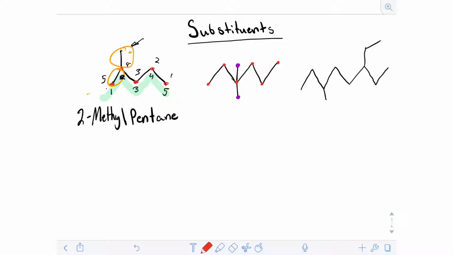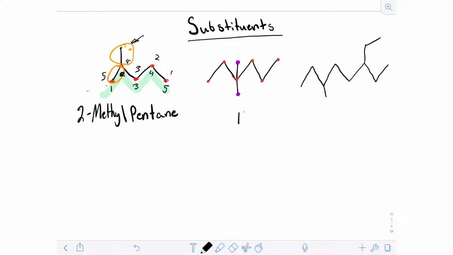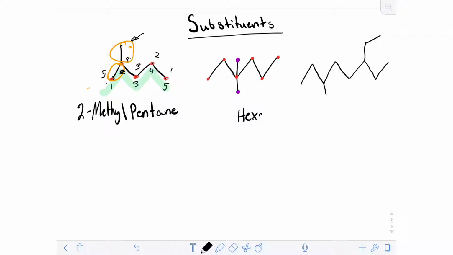So you're going to count that chain. In this case here, it's 1, 2, 3, 4, 5, 6, so we know it's hex. Then we know there's no double bonds or triple bonds, so it's going to be an alkane. And in this case, we have two methyls hanging off. Let's count to see which number is going to be the lowest for us here.